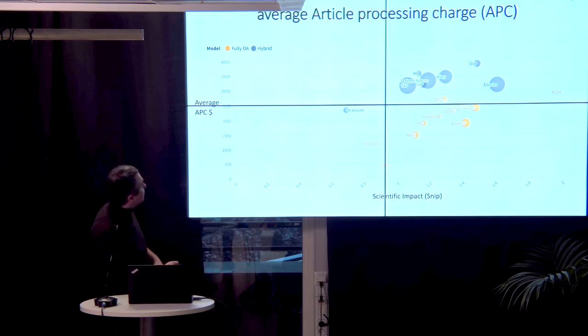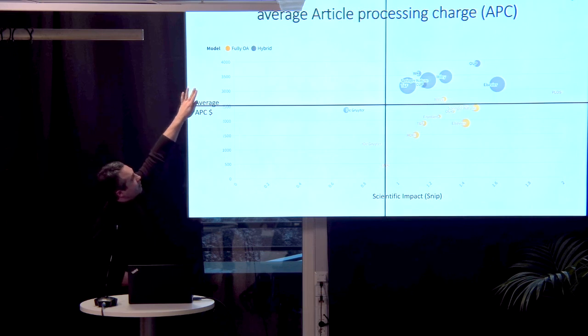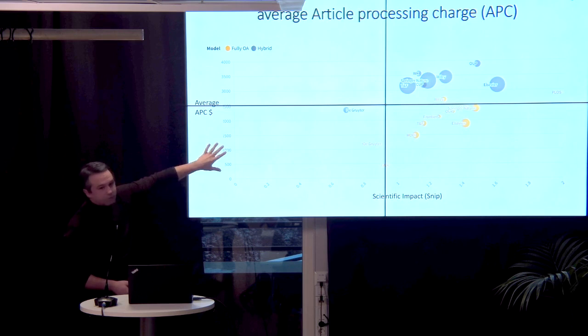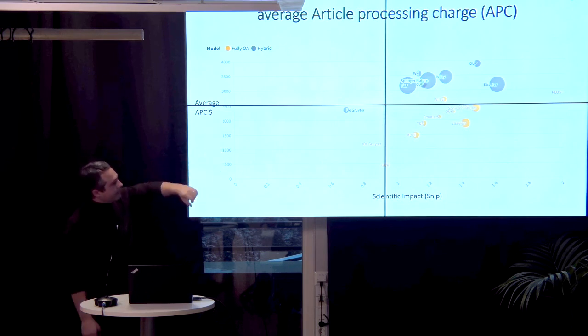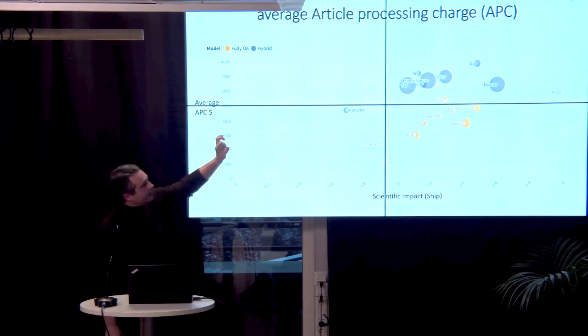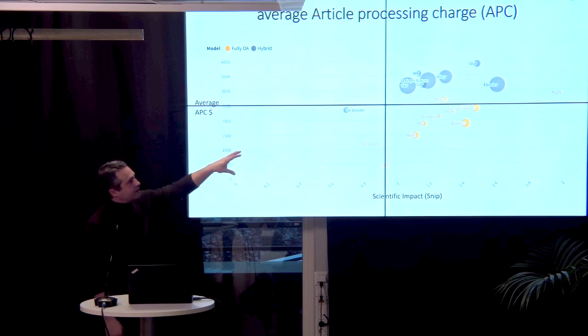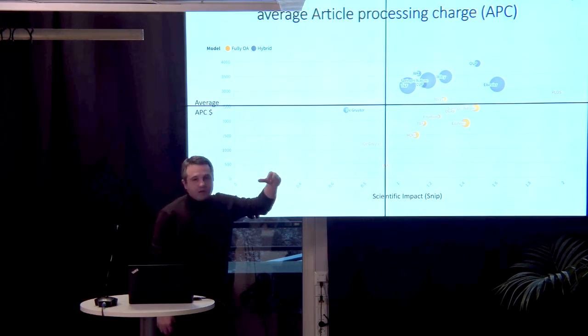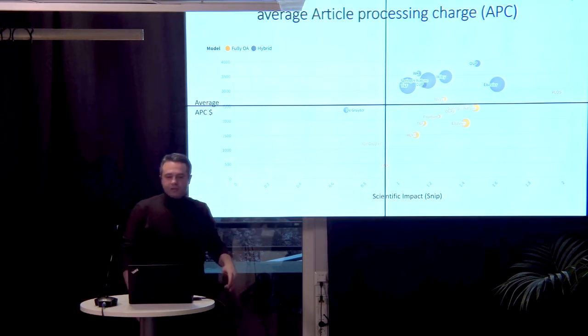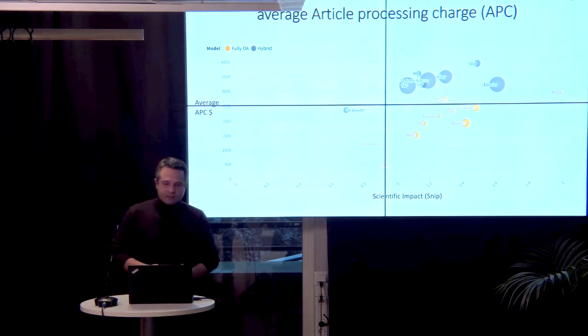So in this picture, unfortunately a little bit small, we have the cost of the APC running from 4,000 to 1,000 in this area, and their normalized scientific impact. Each dot is a publisher, and gray means hybrid and gold means full open access. So we have different price levels and some relationship with the impact.